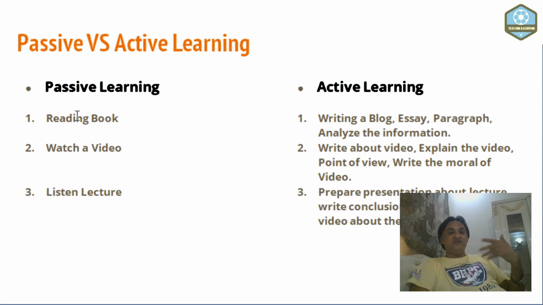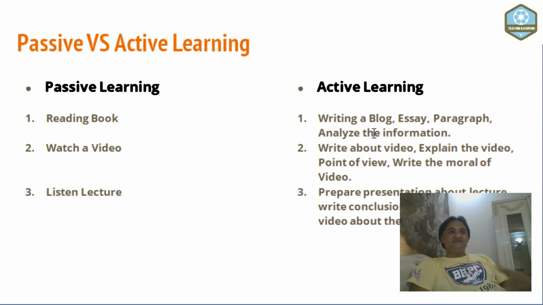Suppose you are reading a book. Now this is very important. After reading the book you got the information. Now if you are writing about something related to that book, writing a blog, an essay, a paragraph, analyzing the information, this is it. So reading a book and getting information is passive learning. How you are involving yourself and writing something related to the book, that is active learning.